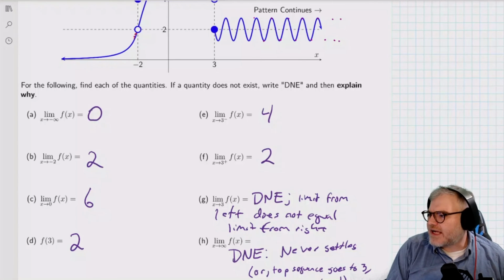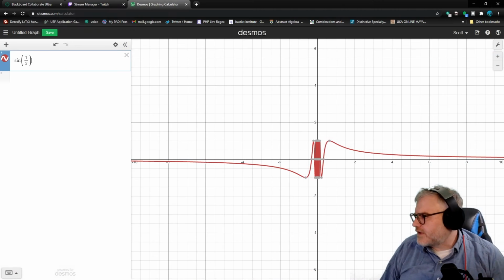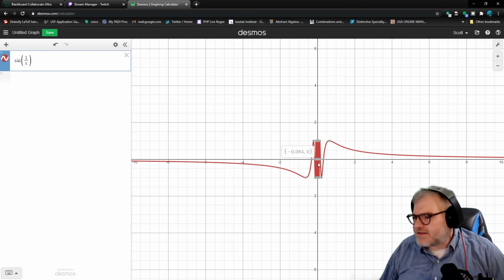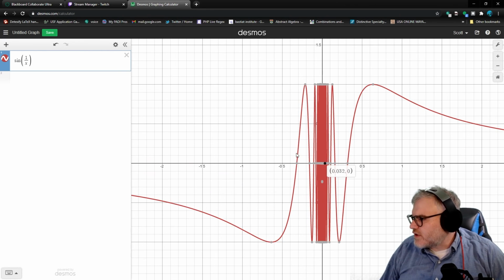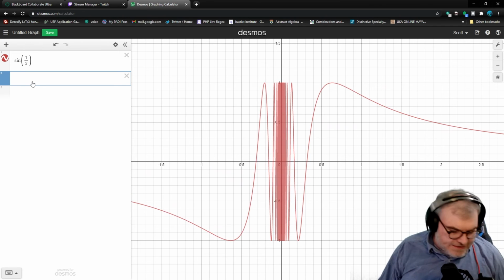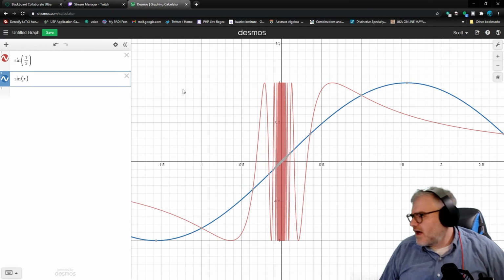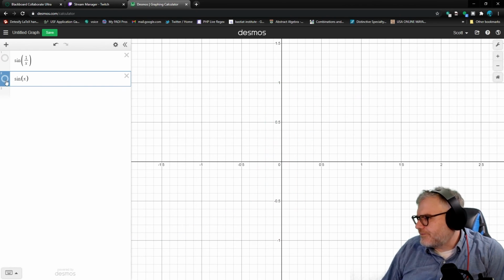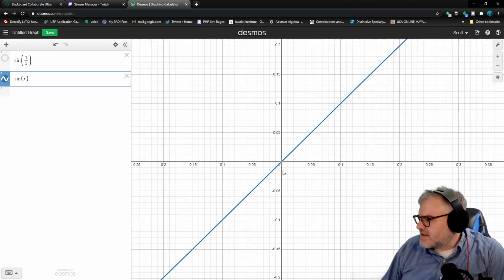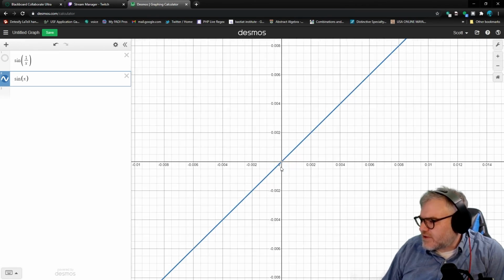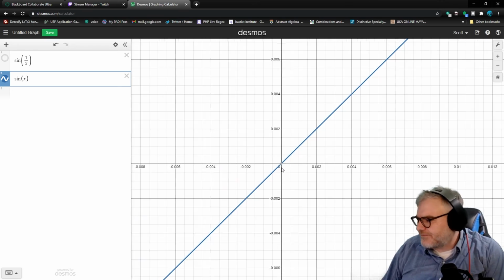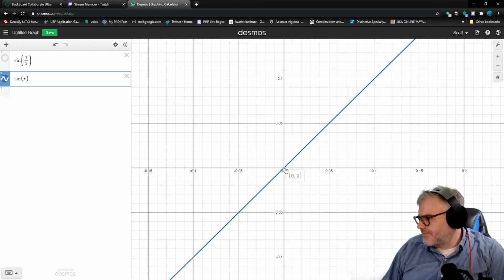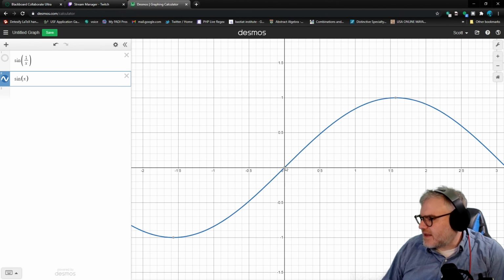So if I do sine of 1 over x. All right, so let's pull up screen 2 here. Here's sine 1 over x. Now, as I get closer and closer to, compare this with like sine of x. Okay, now, sine of x settles as I go to 0, right? It's 0, correct? Because as I zoom in closer and closer and closer, that happens. Right, it turns into a line at 0.